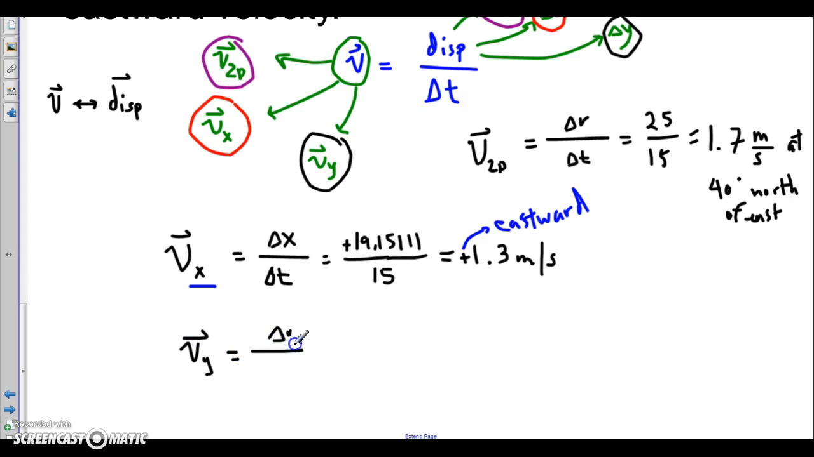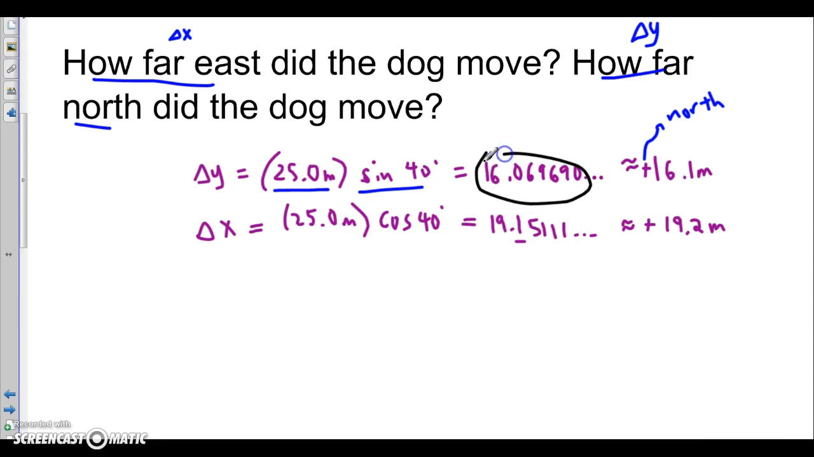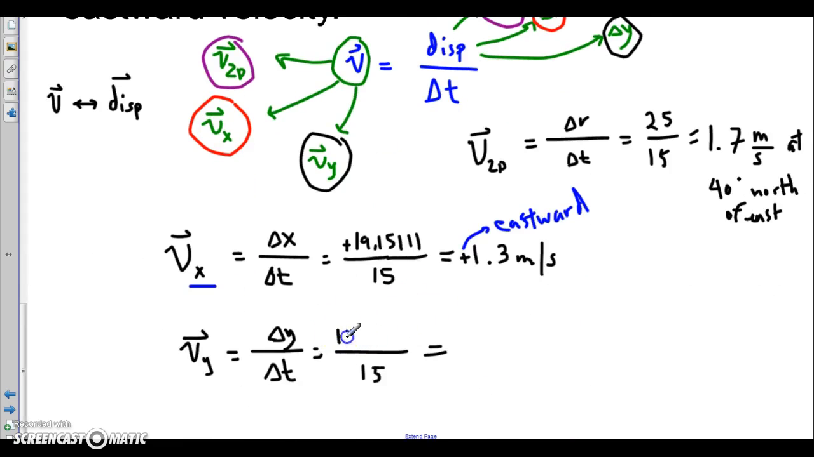And then lastly, we find the average y velocity. We take the y displacement. You match up the velocity with the displacement, and divide by the time. The time is still the same. The dog was running for just 15 seconds. 15 seconds is how long it takes the dog to go over, and it is also how long it takes the dog to go north. So the time is 15 seconds in all three cases. And what's delta y? Let's use the unrounded value, 16 point something. You write that down and calculate.